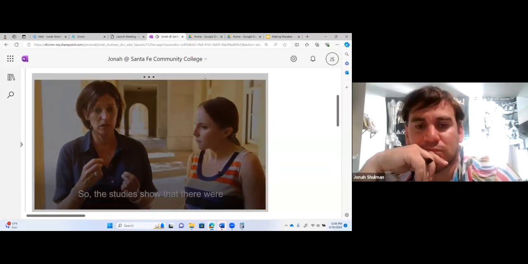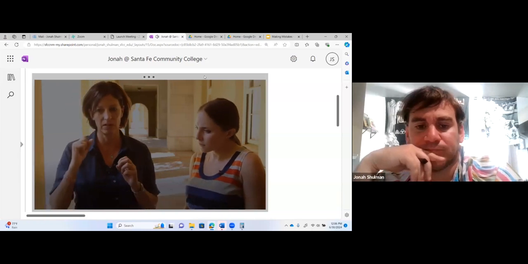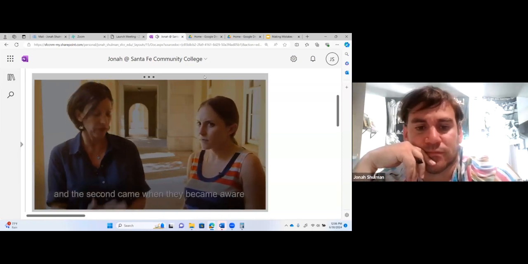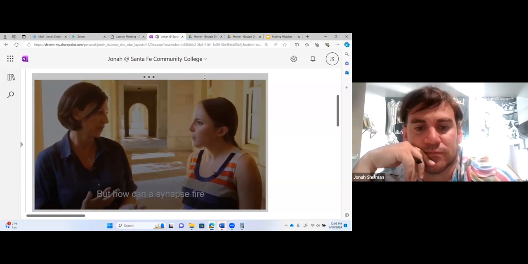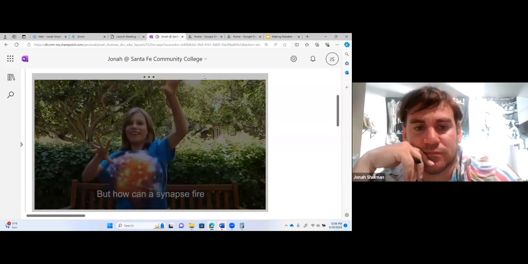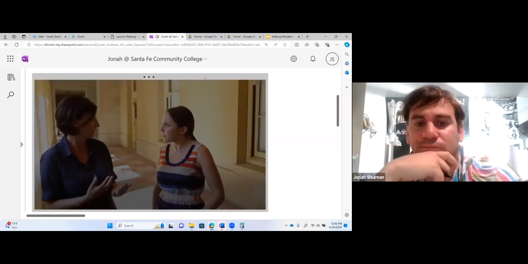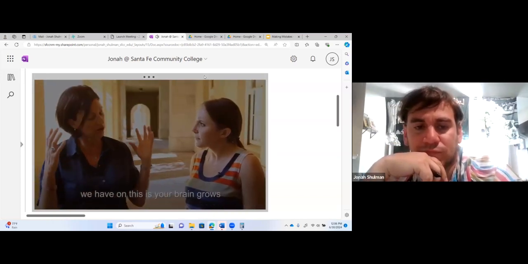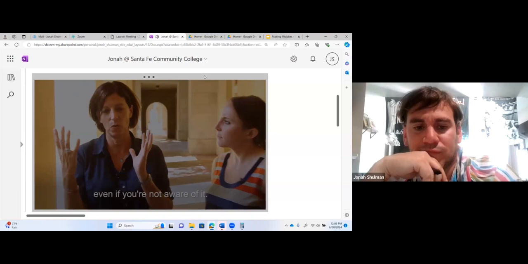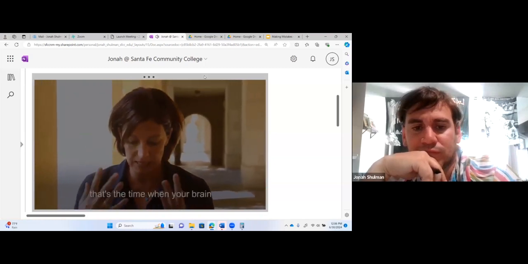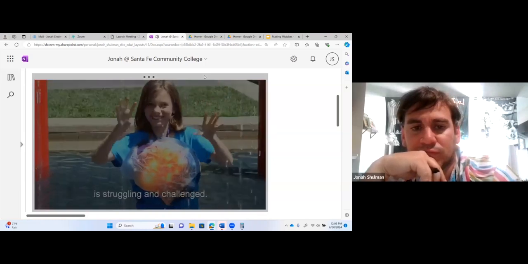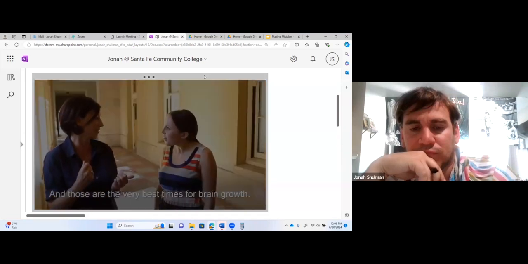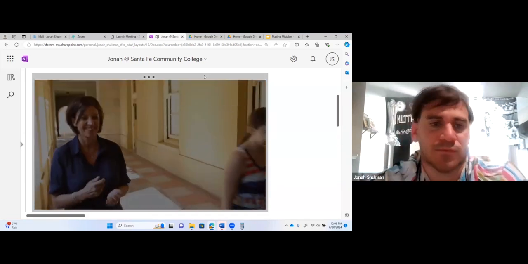So the study showed that there were two possible synapse firings. The first came when people made a mistake, and the second came when they became aware they'd made a mistake. But how can a synapse fire when you don't even know you've made a mistake? That's a great question, and the best knowledge we have on this is your brain grows when you make a mistake, even if you're not aware of it. Because when you make a mistake, that's the time when your brain is struggling and challenged. And those are the very best times for brain growth. Oh, that's so cool. Thanks.